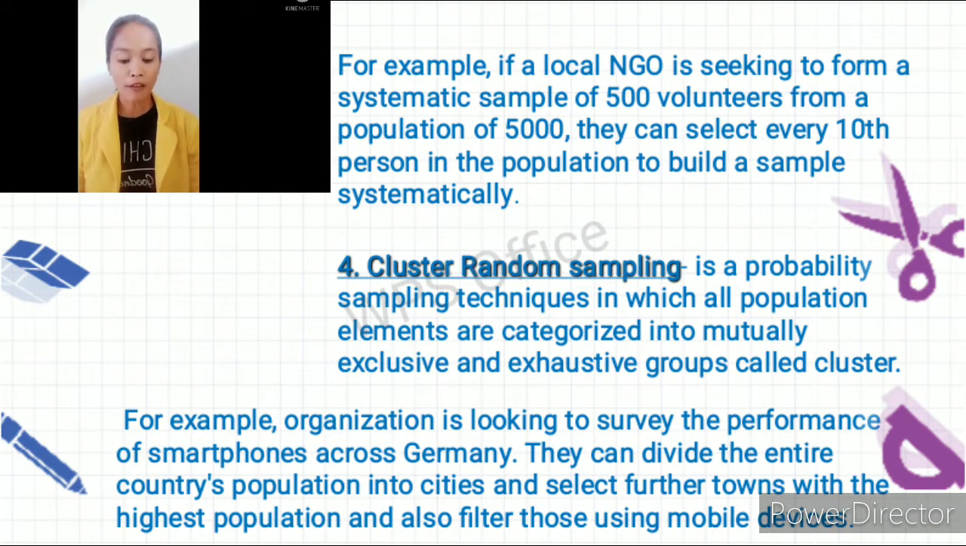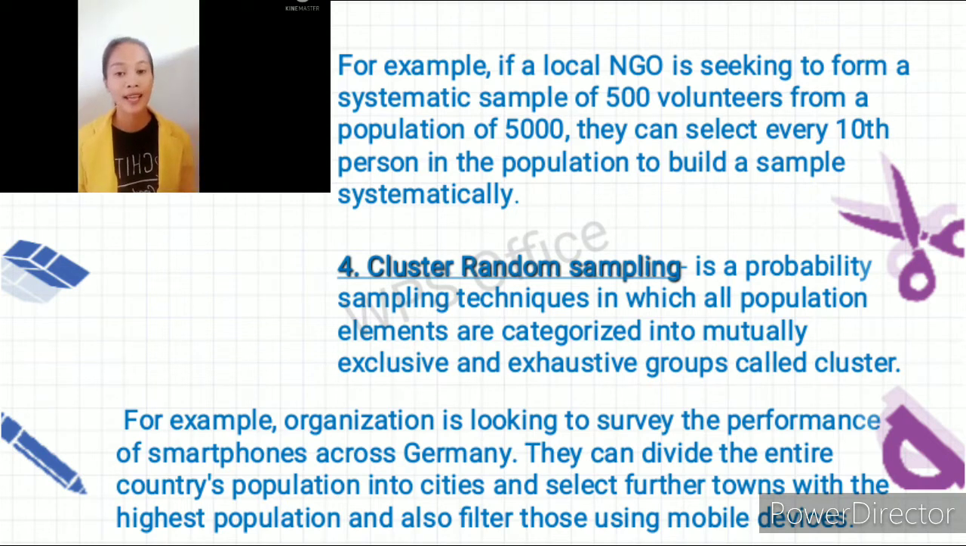An example is, if a local NGO is seeking to form a systematic sample of 500 volunteers from a population of 5,000, they can select every 10th person in the population to build a sample systematically.